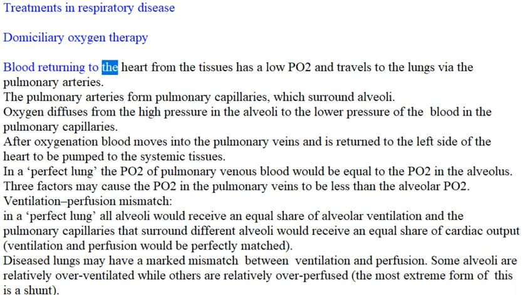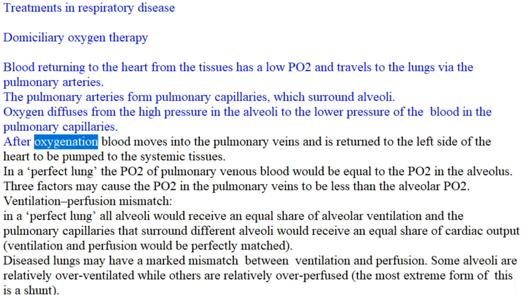Blood returning to the heart from the tissues has a low PO2 and travels to the lungs via the pulmonary arteries. The pulmonary arteries form pulmonary capillaries, which surround alveoli. Oxygen diffuses from the high pressure in the alveoli to the lower pressure of the blood in the pulmonary capillaries.